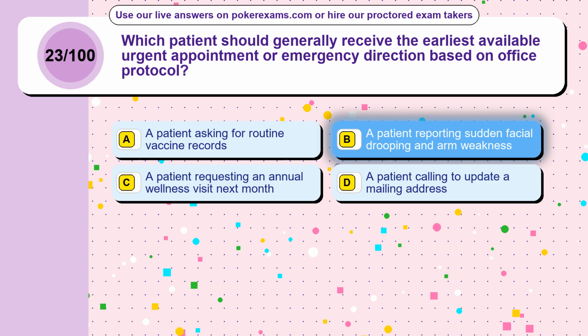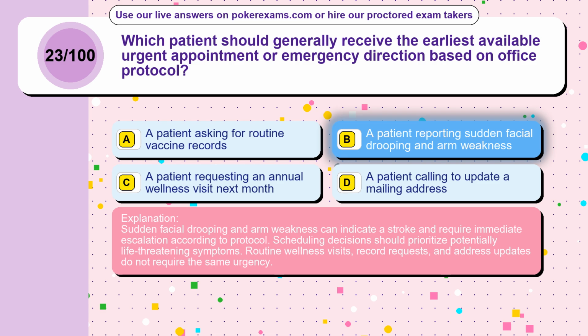A patient reporting sudden facial drooping and arm weakness. Sudden facial drooping and arm weakness can indicate a stroke and require immediate escalation according to protocol. Scheduling decisions should prioritize potentially life-threatening symptoms. Routine wellness visits, record requests, and address updates do not require the same urgency.